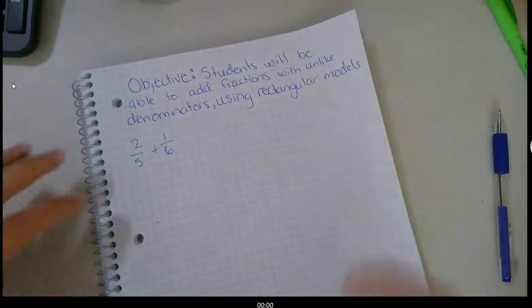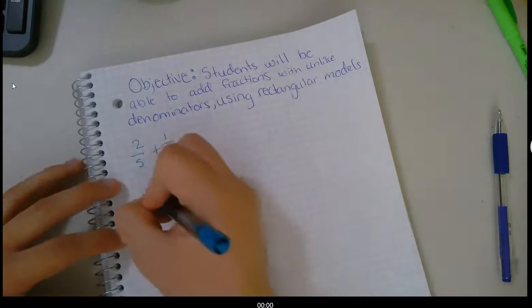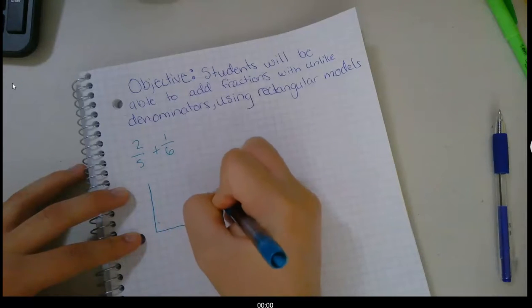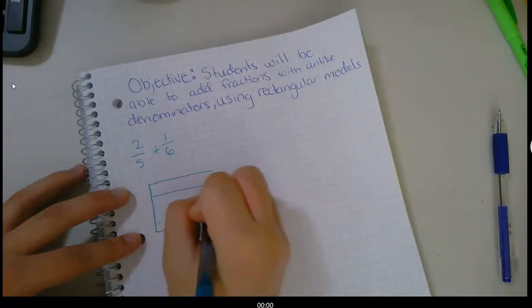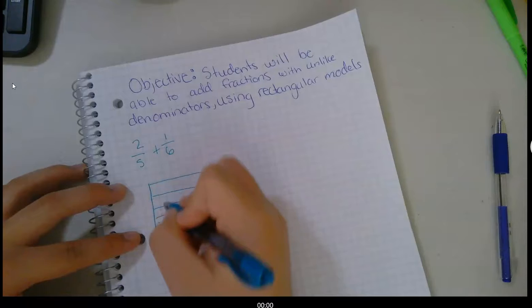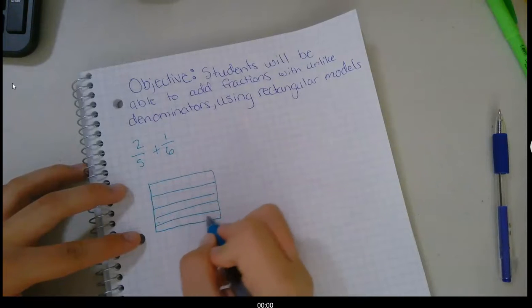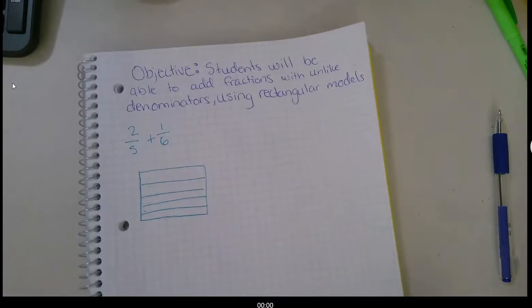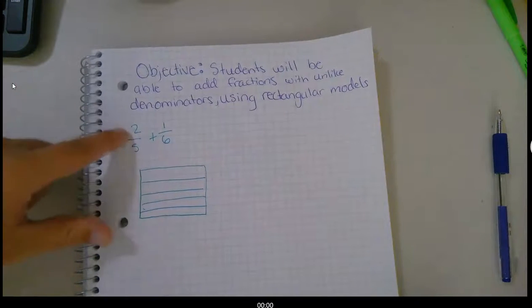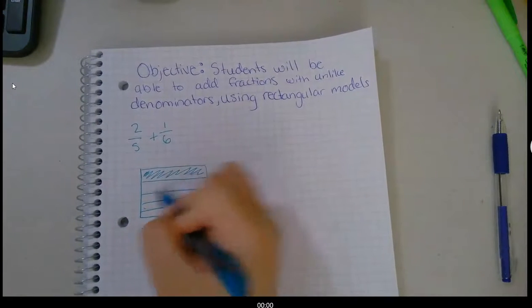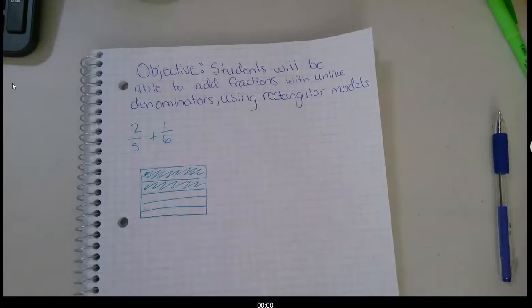The way we're going to represent 2/5 is by using a rectangular model, splitting a rectangle into 5 different sections. Here's 1/5, here's 2/5, here's 3/5, here's 4/5, and here's 5/5. And we are going to shade in the amount that is in the numerator. So if there's 2 in the numerator, we're going to shade in 2 of the 5 pieces in the rectangular model.